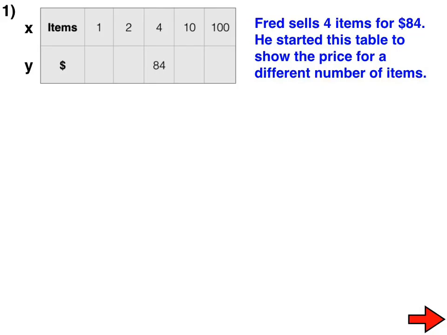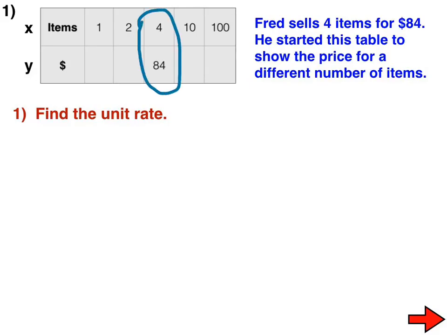So look at number 1 on your notes. I gave you this table here that is representing Fred selling 4 items for $84 and then some other number of items. The first thing you're going to do is find the unit rate, which is from this given rate. If he sells 4 items for $84, I want to find the unit rate, which is y over x, 84 divided by 4. What would that be? 21.